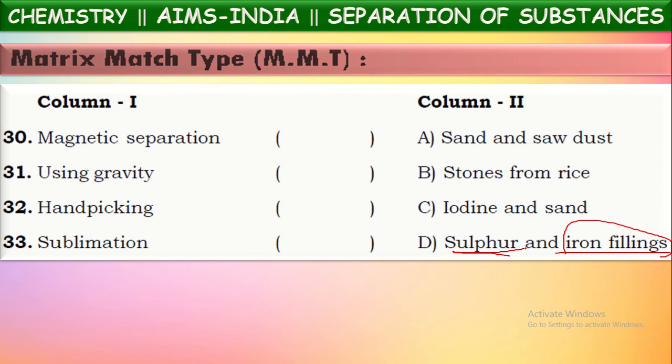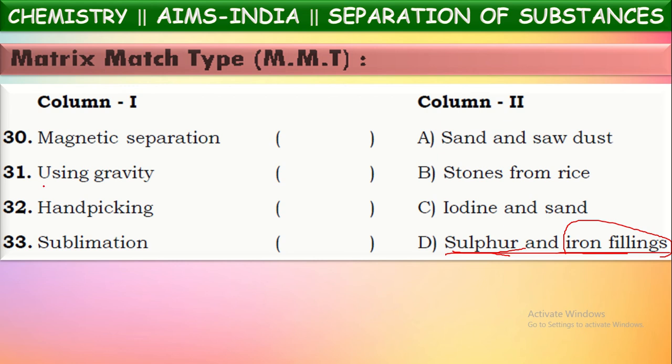So the mixture of these two, in which one is a magnetic material and the other is a non-magnetic material, can be separated by the technique called magnetic separation. In this, they use a powerful magnet, so the magnetic material can be separated from that. Okay, this is a mixture which can be separated by the magnetic separation process.